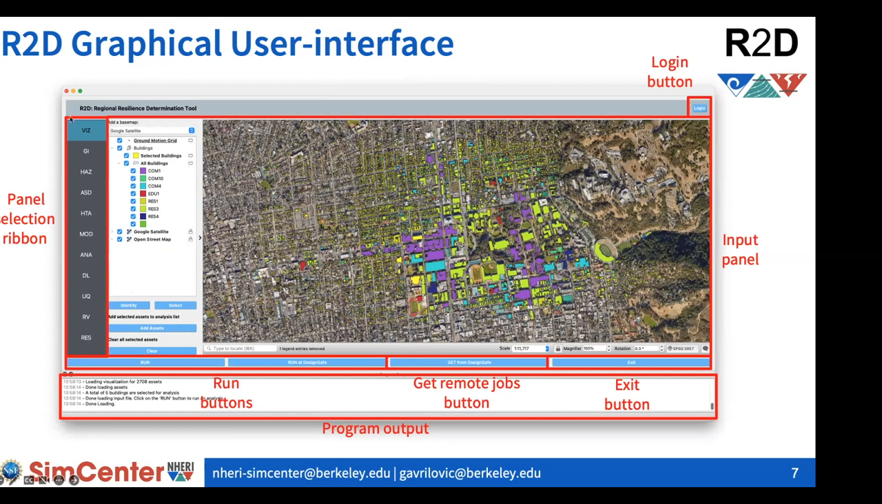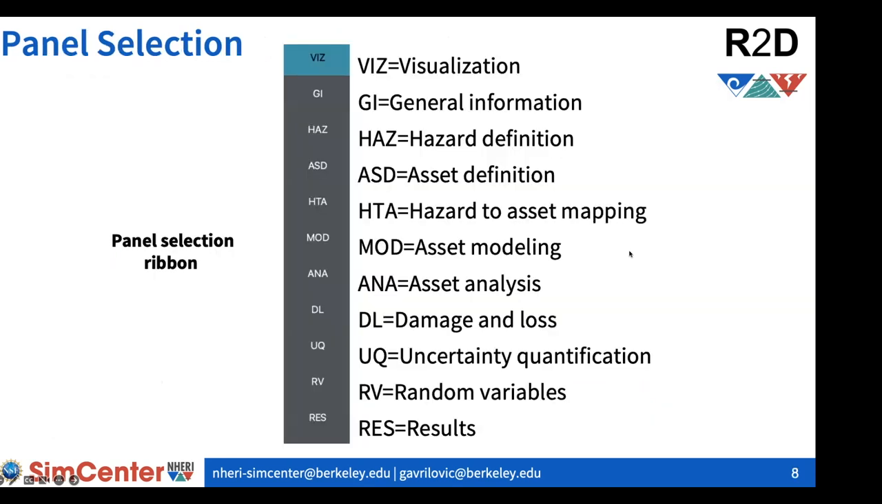I'm going to describe this panel selection ribbon next, and this just goes through the different panels. So when I click through these, you'll see how this main input panel will change. And another important part is the program output. So as you're going through R2D and putting in these inputs, you'll want to watch out here. There'll be error messages or status messages telling you what's going on behind the scenes. And there's two ways to run R2D, locally and remotely. And I'll get to that in a minute too.